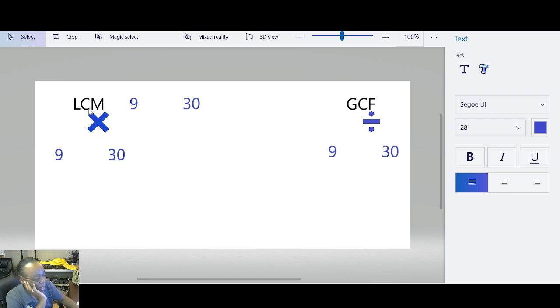Now, when it comes to finding the least common multiple, I look at the multiplication tables of the 9s and the 30s and where they match. Even though this is the least common multiple, I'm going to start off with the biggest number, which is 30.